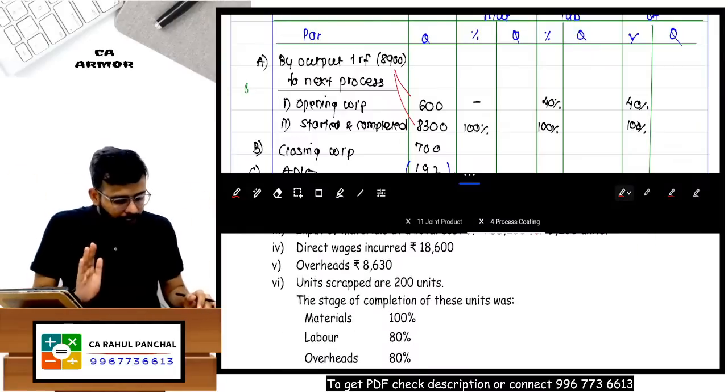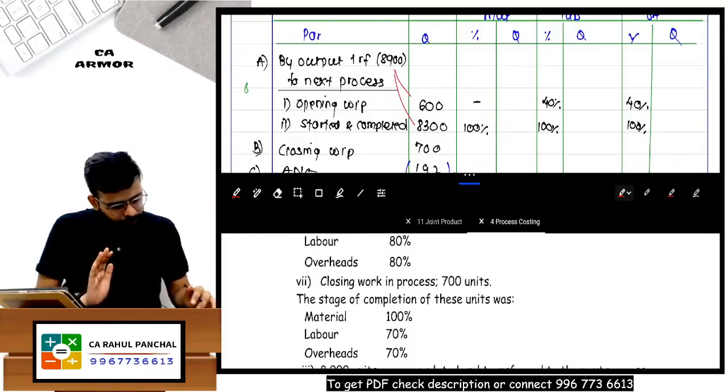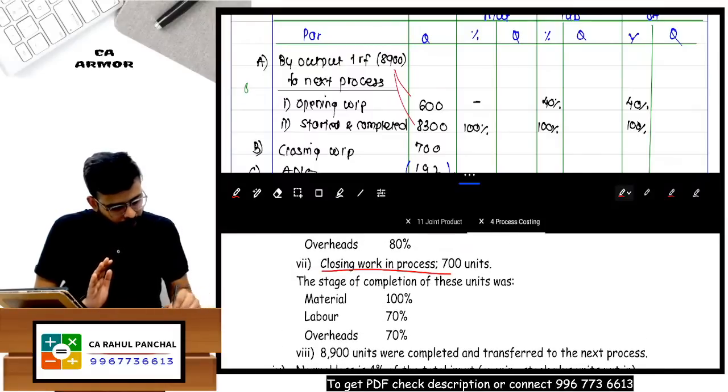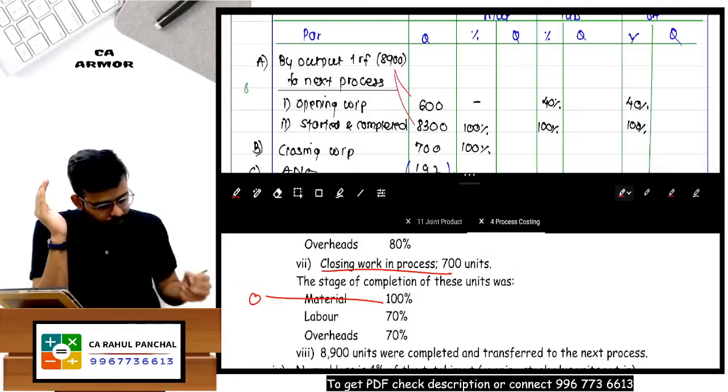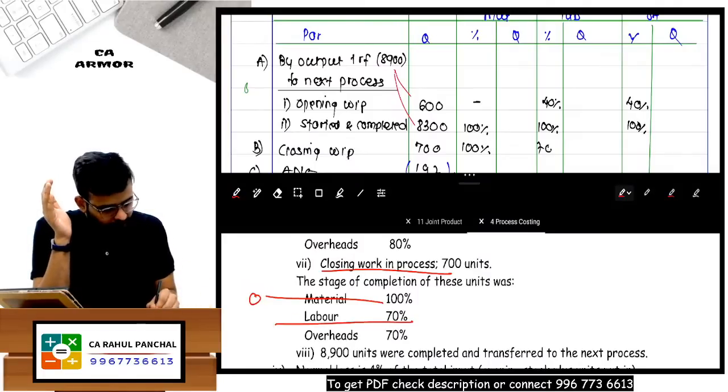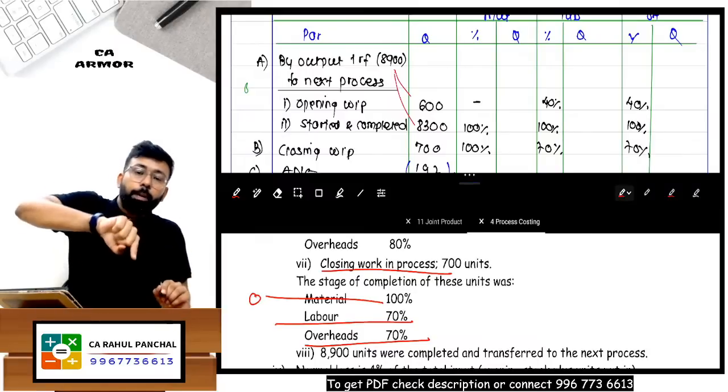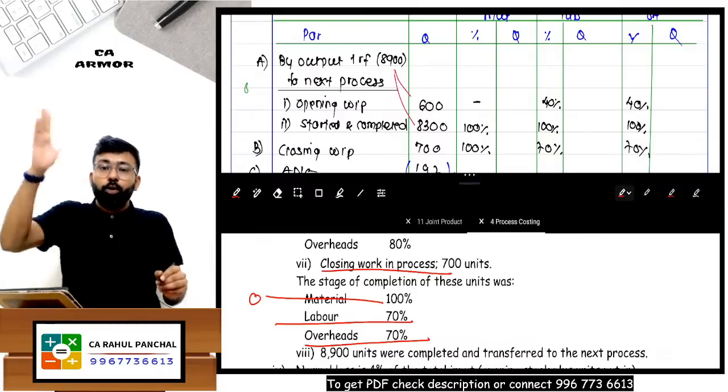If I talk about closing WIP, it started from 0 but is completed up to 100% for material, so the entire material work is done. Labor work up to 70% is done, and overhead work up to 70% is done. When this closing WIP becomes opening WIP in the next year, you will do the remaining work.